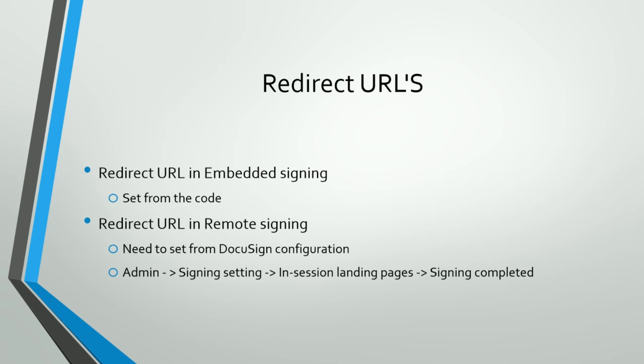Whereas in remote signing, DocuSign delivers the experience via SMS or email links. Here, the redirect destination after signing is managed in DocuSign admin. Under the signing settings, you have the option for in-session landing pages, and where you have a signing completed field, you need to fill that in. If you expect a custom app URL without configuring it in admin, the signer will land on a DocuSign default page. So let me show you where you need to define this.